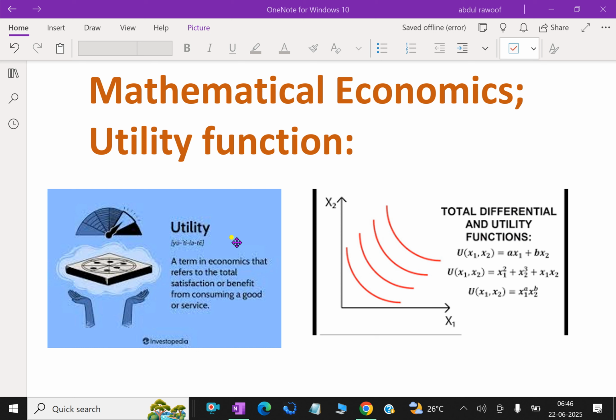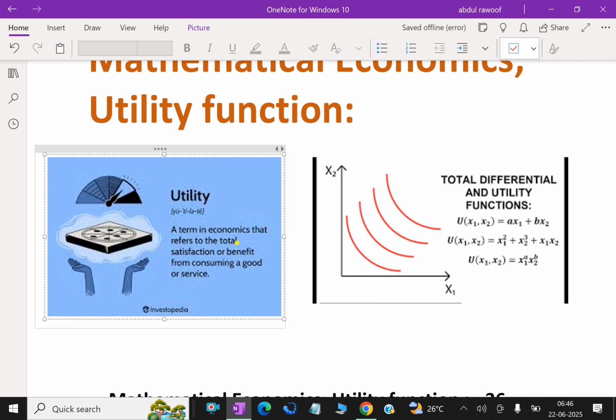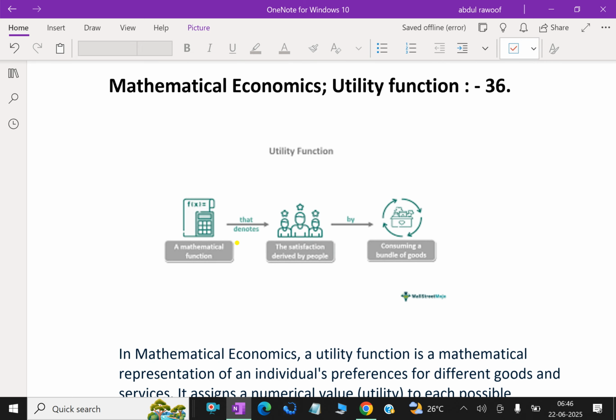A utility function of a consumer consuming three different goods may be represented by u equals f of x1, x2, x3. That means the utility function, for example, u equals f of x1, x2, x3.